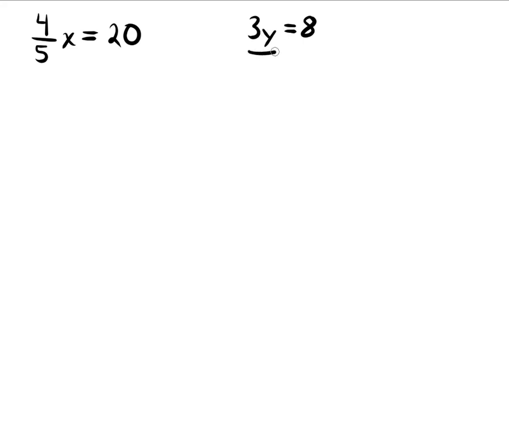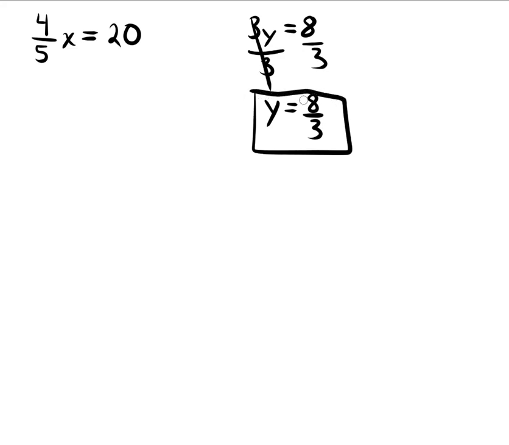So in order to deal with the multiplication, I have to divide by the thing that's being multiplied times y. And so that gives me divided by 3. And I get y is equal to 8 over 3. And just so you know, a lot of times in algebra, we're just going to leave it. We don't necessarily mind improper fractions and things like that. So we're just going to leave it. y is equal to 8 over 3.